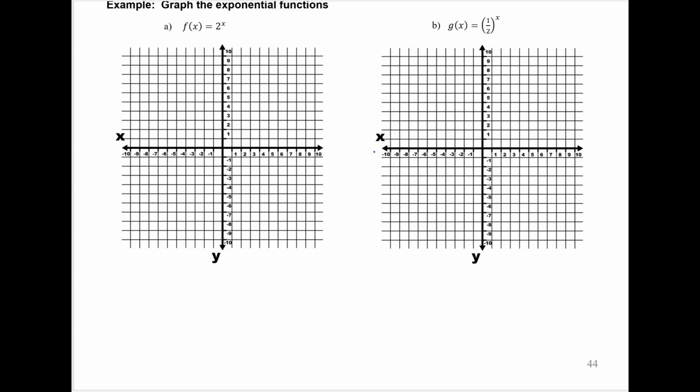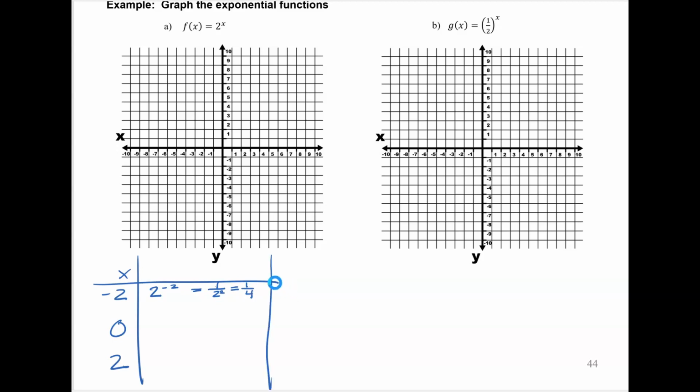So let's do this first one. We've got f of x equals 2 to the x, and I'm just going to pick some x values here: -2, 0, 2. If I plug in -2, I get 2 to the -2 power. You could certainly use a calculator for that if you need to. This means 1 over 2 squared. When you have a negative exponent, it tells you to put it in the denominator, which is 1/4. So the coordinate pair is -2, 1/4. That's your first point.